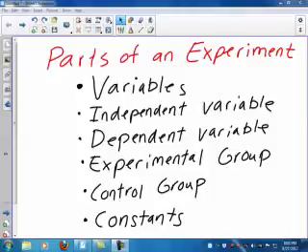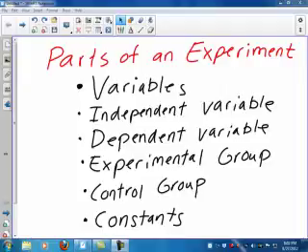This video is about parts of an experiment. Make sure that you read through the handout version of the notes before you watch this video at least once, and then you can go back and forth and watch the video and read as many times as you need to. But do that first, so that kind of gives you an idea of what's going on before we get into this.